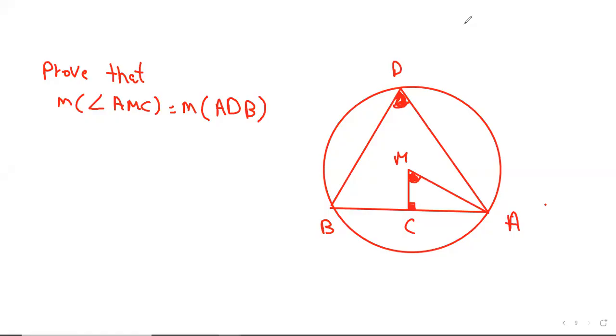In the opposite figure, AB is a chord in the circle M, and MC is perpendicular to AB. Prove that the measure of angle AMC equals the measure of angle ADB. So construct a construction: draw MB.